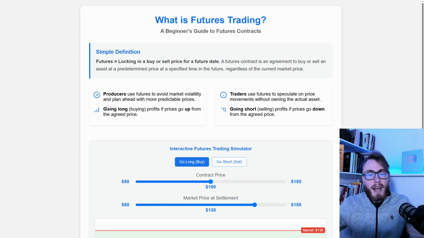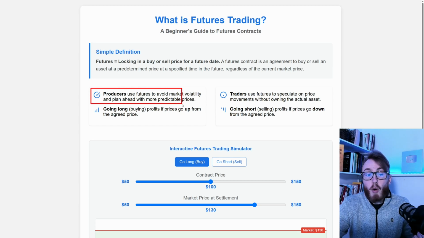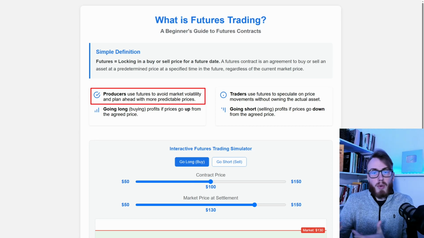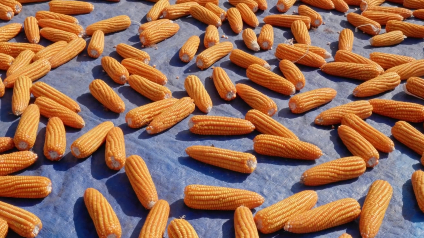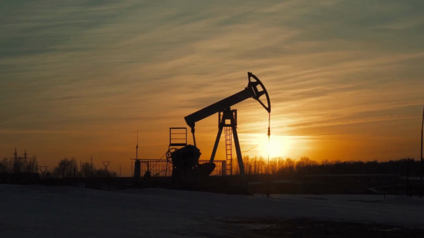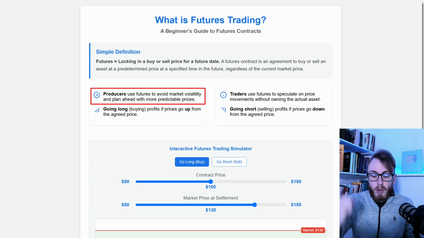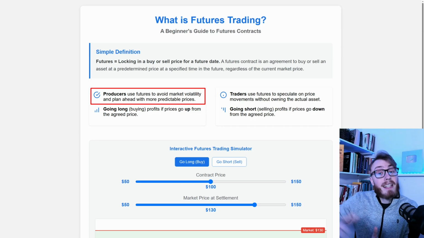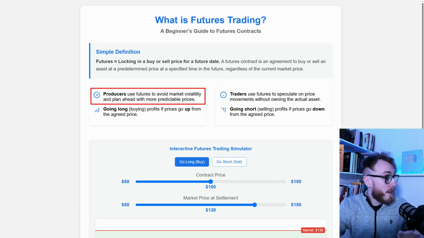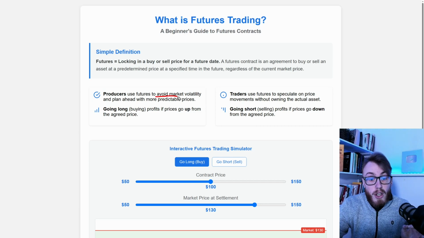But now let's take a look at why we would use futures. Who is using futures contracts? Well, the first use case is for producers to buy futures. Let's say you are producing something, and you are buying corn, or you need oil for your production. By buying a futures contract, you are locking in a price today, so you know exactly what you will pay in the future. So this is a very good way for producers to avoid market volatility. So this is the use case for producers.